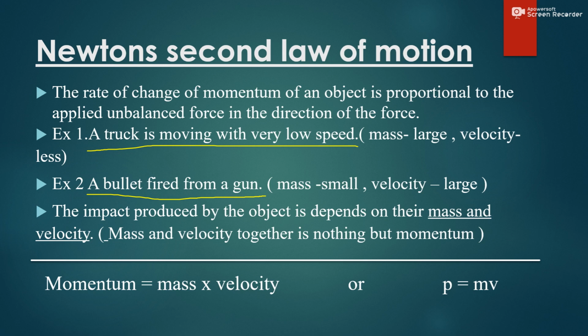This observation suggests that the impact produced by objects depends on their mass as well as velocity. And mass and velocity together is nothing but momentum, which is represented by the product of mass and velocity, or P is equal to mv.